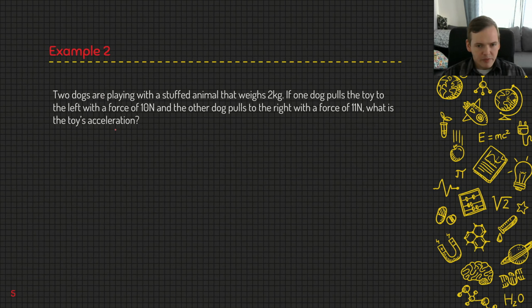Two dogs are playing with a stuffed animal that weighs 2 kilograms. If one dog pulls the toy to the left with a force of 10 newtons and the other dog pulls the toy to the right with a force of 11 newtons, what is the toy's acceleration? So we'll have force 1 equal to 10 newtons to the left, and force 2 equal to 11 newtons to the right. It's not a perfect diagram, but you get the idea that the one to the right is larger, and we have mass equal to 2 kilograms.